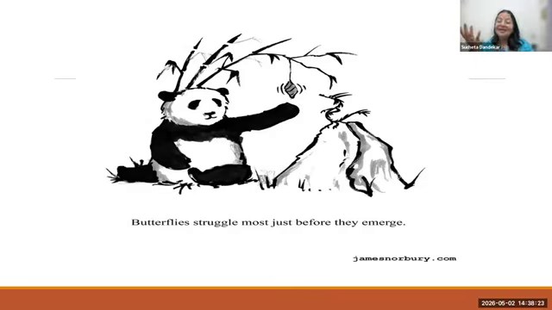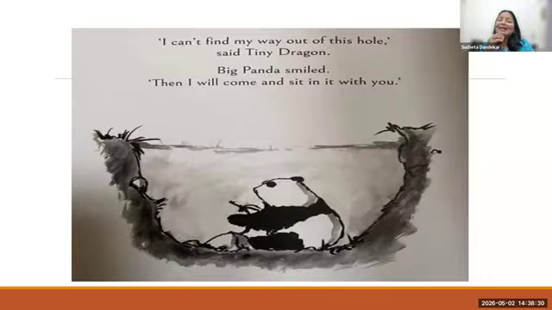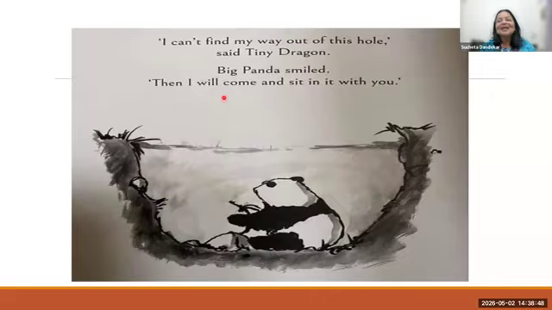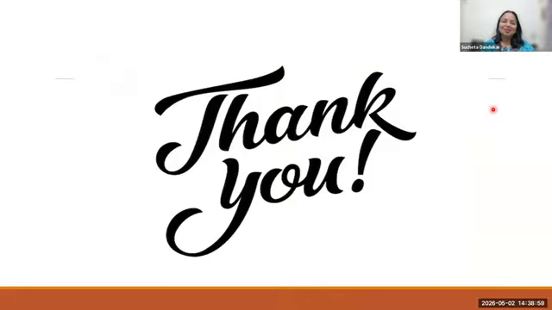So remember that when it comes to conflict management, we are going to be struggling, yes, but we need to have win-win situations. And if we're not able to manage, could we become like Big Panda? When Tiny Dragon says to him, I can't find my way out of this hole, Big Panda said, then I will come and sit in it with you. So, can we accommodate, compromise, and see to it that the environment around us is a happy situation?